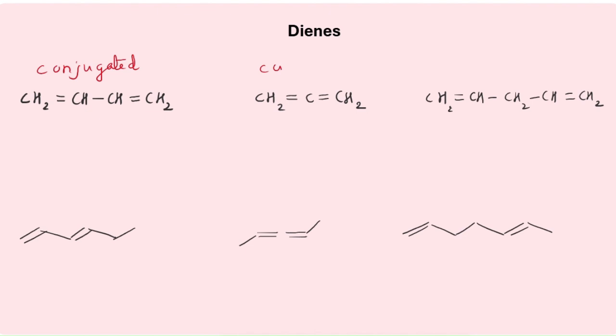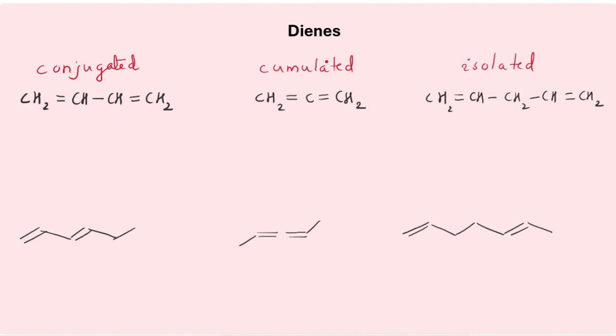Or they can be cumulated. Cumulated refers to the double bonds being next to each other, like in this molecule. And then isolated. Isolated can neither be conjugated nor cumulated. That means the double bonds are separated by sp3 hybridized carbons, like CH2 in this molecule.